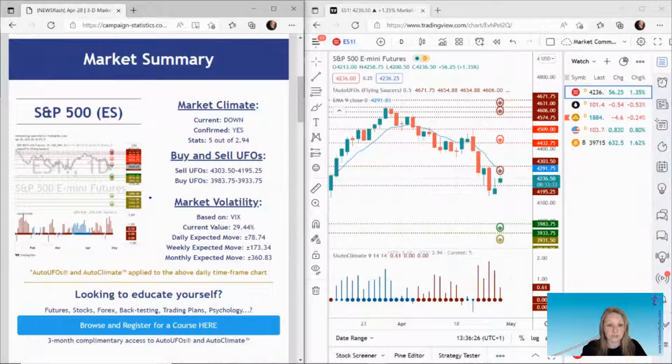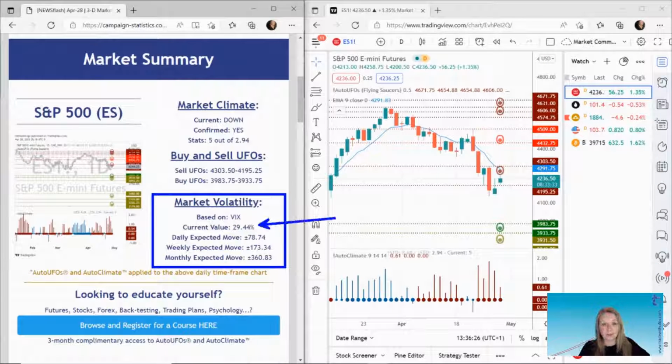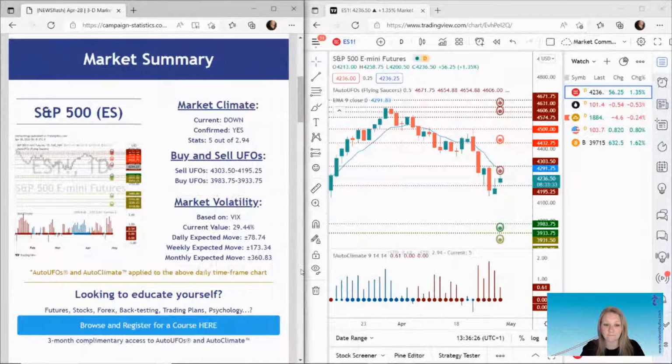In terms of volatility, we would expect movement up or down in 1 year by 29.44%. So in a day, that's up or down of around 78 points. In a week, up or down of around 173 points. And in a month, up or down of around 360 points. So that's the S&P 500.